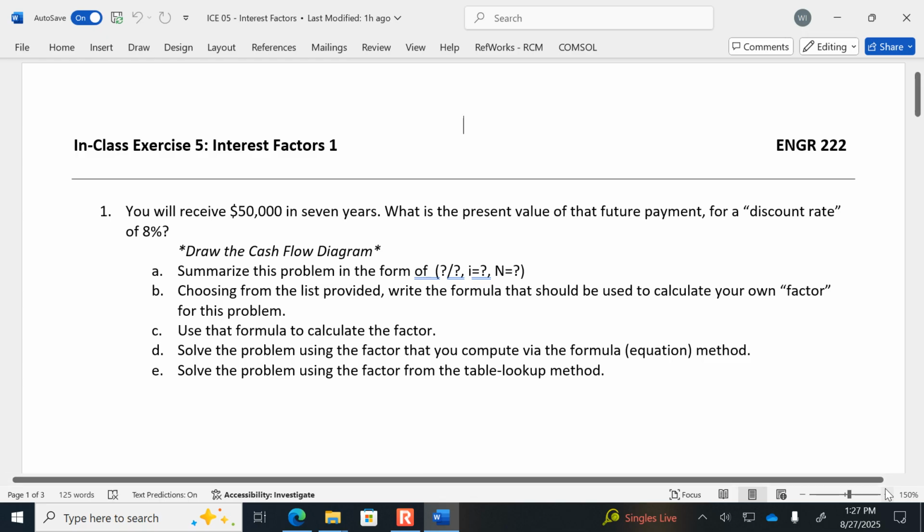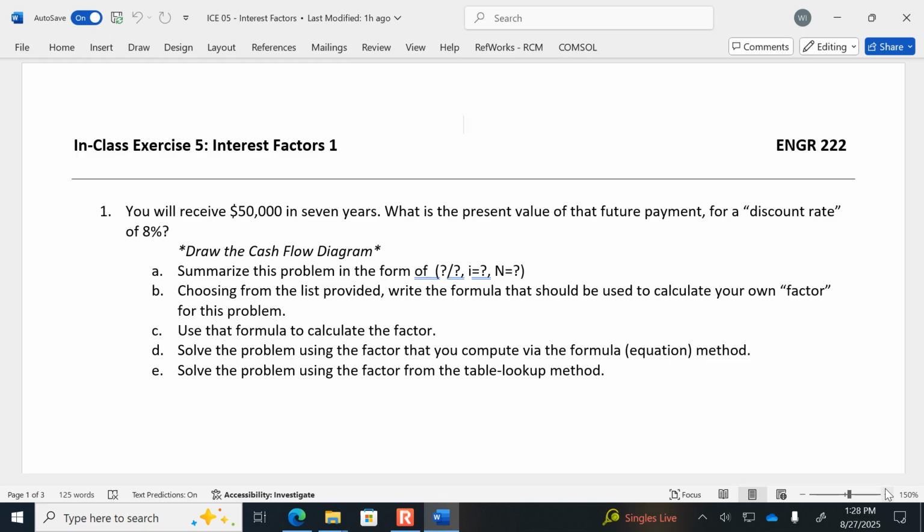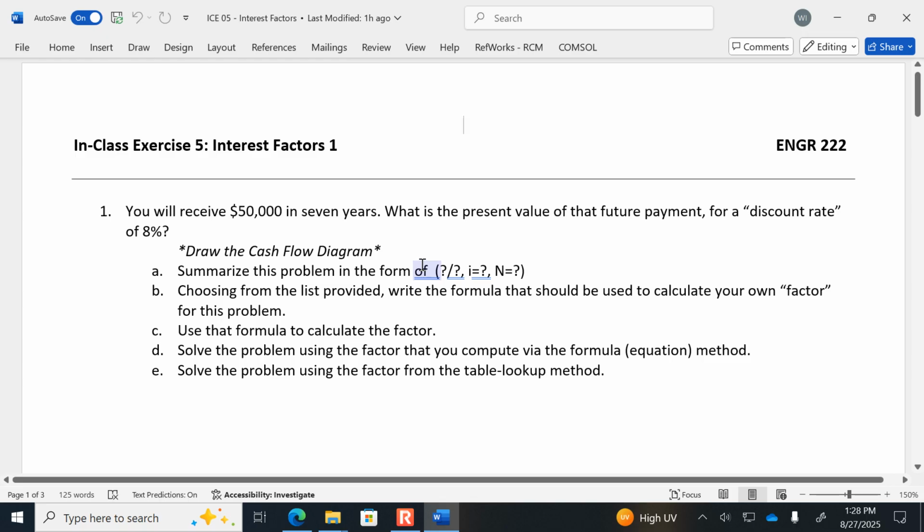So let me just give you a little bit more information about part A. See in parentheses here, that's where we are going to be saying... did you have extra paper? Yeah, we have one extra. So in parentheses, what I want you to say is find what given what. Is it find A, is it find P, is it find F, whatever the case may be. So in the numerator is the unknown, in the denominator is the known. And then obviously you just set I equals 8% and N equals the number of periods. So we're going to get in the habit of summarizing problems in this syntax in the parentheses.